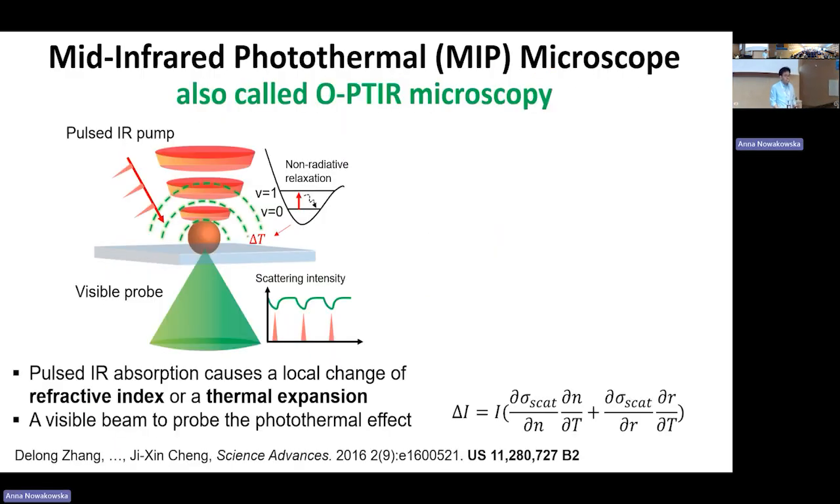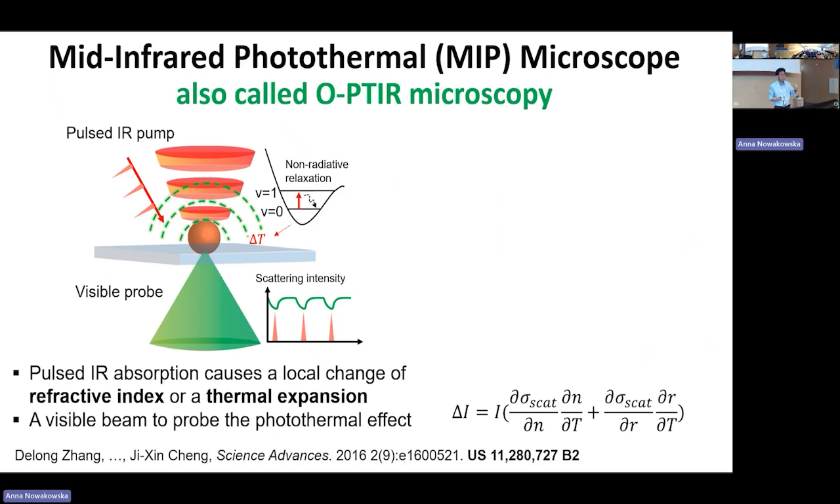So today I'm going to focus on the first modality called mid-infrared photothermal microscopy, also called optical photothermal IR by the company. So here we use nanosecond pulses, and this causes a local change of index or thermal expansion of a structure. Then you can use a visible beam to measure this local change of the thermal expansion. By nanosecond excitation, the thermal diffusion length can be controlled to be less than 200 nanometers. So that's the reason we can reach the visible diffraction limit.